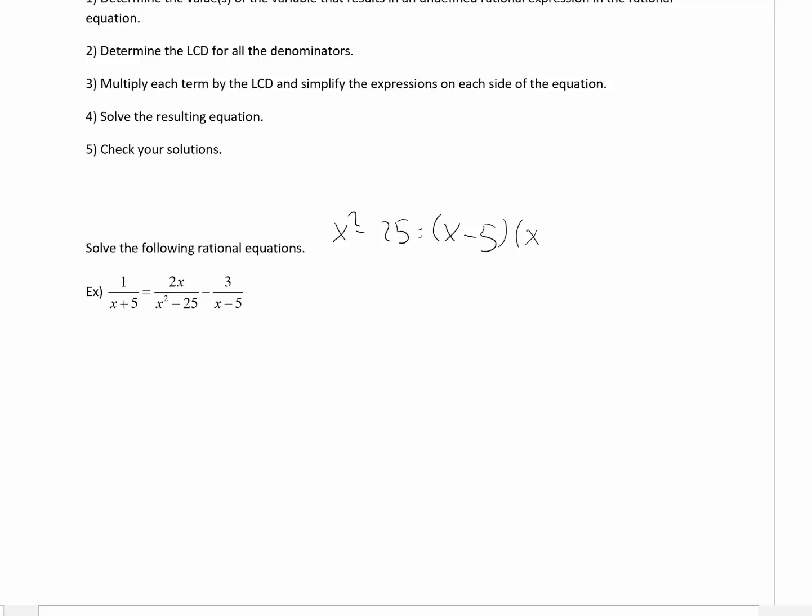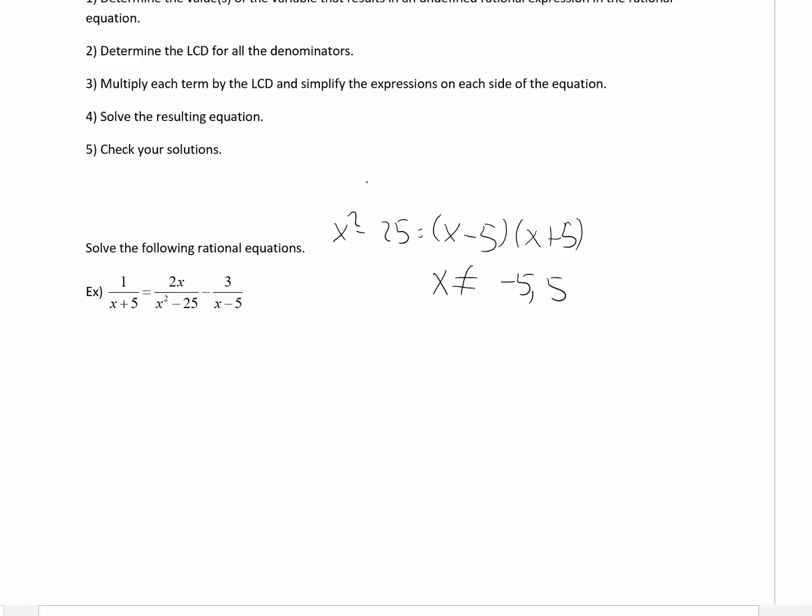That is a difference of two squares, so that factors as x minus 5 and x plus 5. Now, what values of x make one or more denominators 0? Well, if x is negative 5, then that would make the first denominator 0. If x is equal to 5, it would make this denominator 0. So x cannot equal negative 5 or 5 for this.